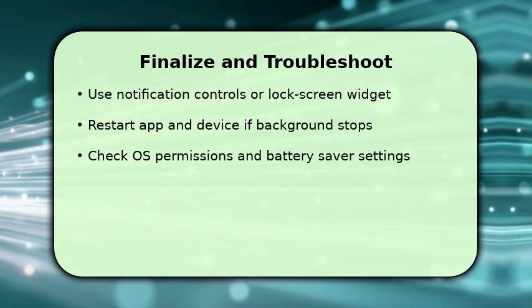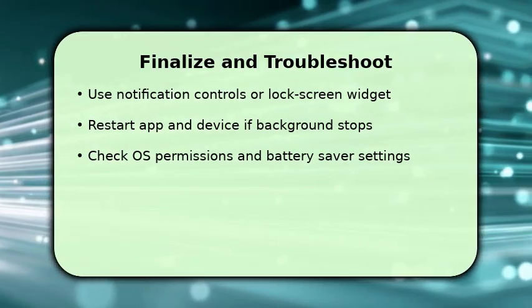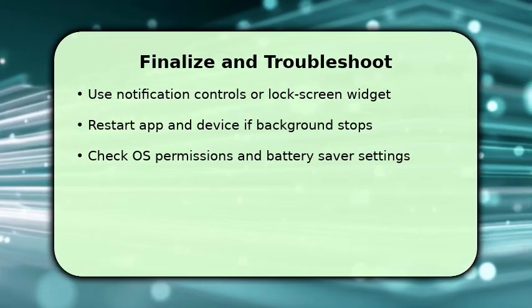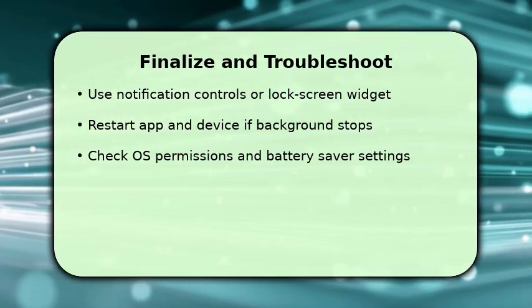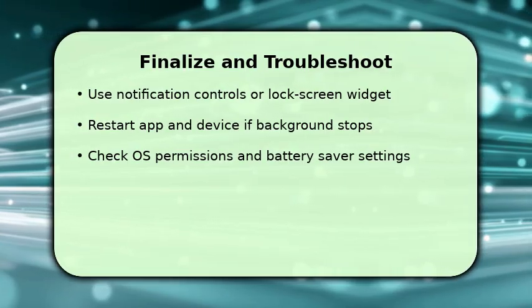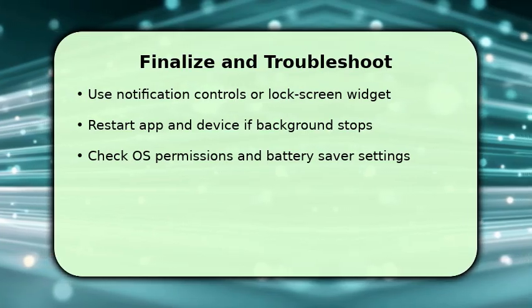If playback stops, restart the app and device. That resolves most permission glitches. Make sure battery saver, app sleep, or aggressive RAM management is disabled for YouTube Music. If problems persist, verify background play is still enabled and your account supports background playback. Then try reinstalling the app.